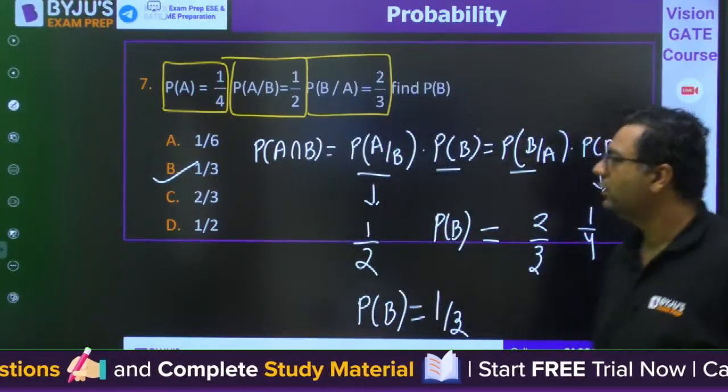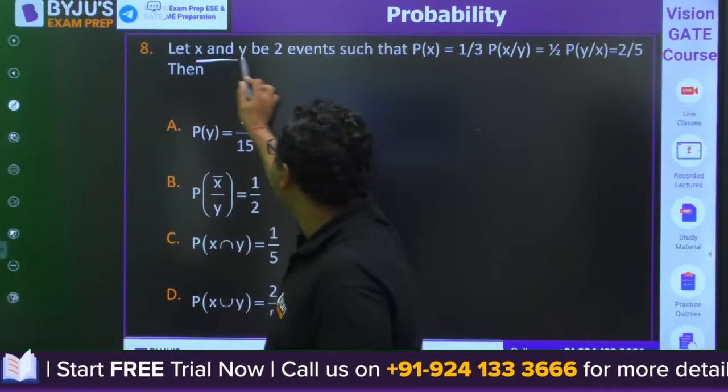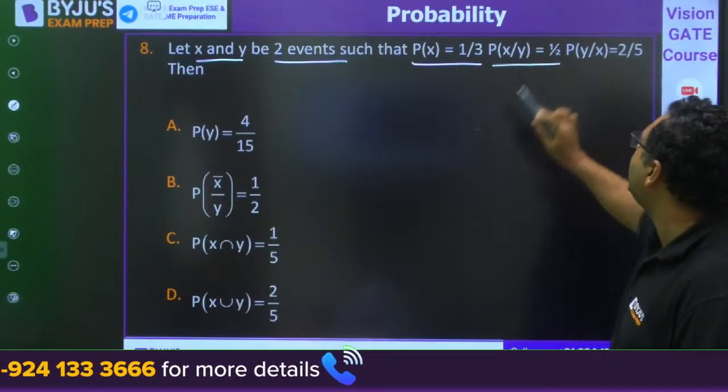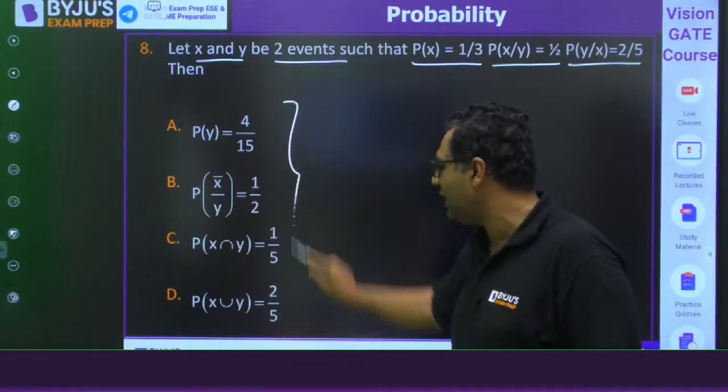Moving to question number 8. X and Y are two events. P(X) is 1 by 3, P(X by Y) is 1 by 2, Y by X is 2 by 5. Then which of the following are correct?